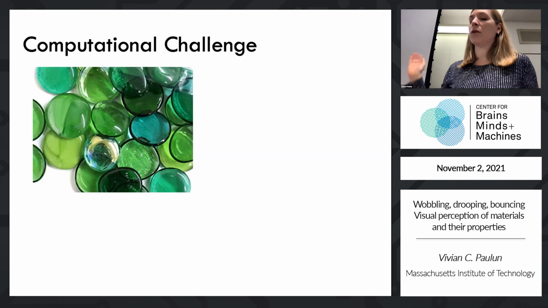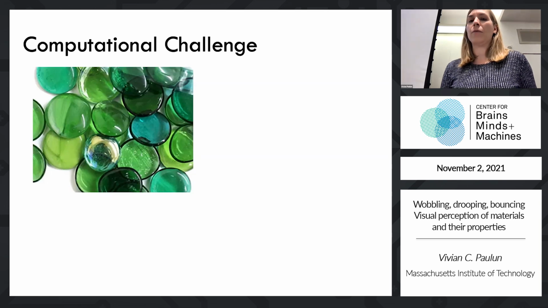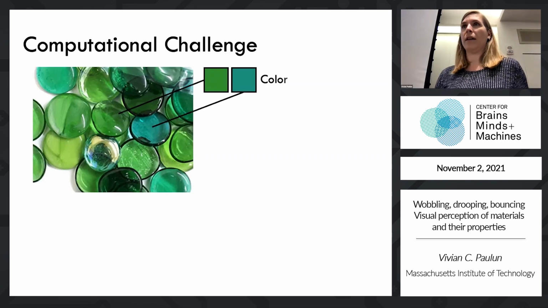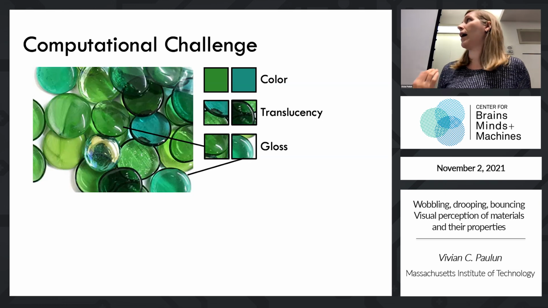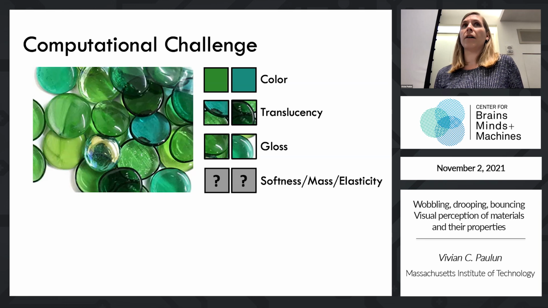So if I show you an image like this one here, and I ask you which color the objects have, then you could look, for example, at the pixel values to figure this out. And similarly, if I ask you about the translucency, you probably look at the distorted images that you see underneath other objects. Or if I ask you about the glossiness, you will attend to the highlights that you see on the objects. But if I now ask you how soft these objects are, put simply, there is no pixel in this image that tells you how soft, elastic, or heavy these objects are.